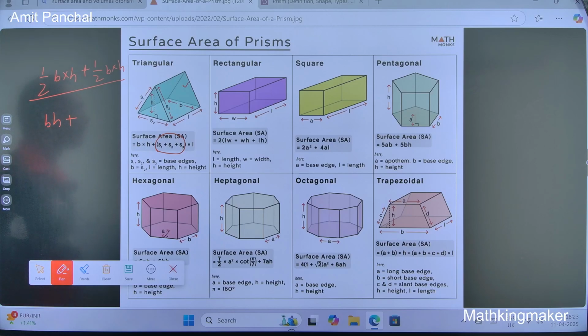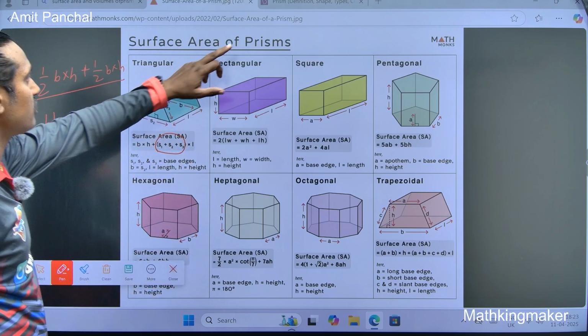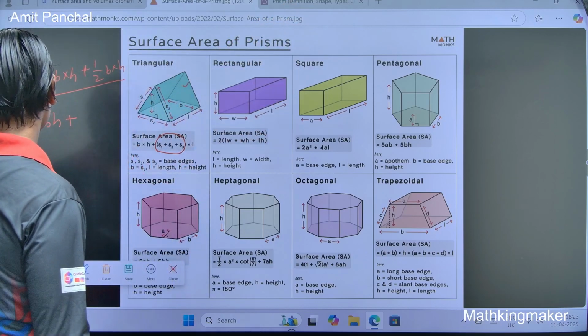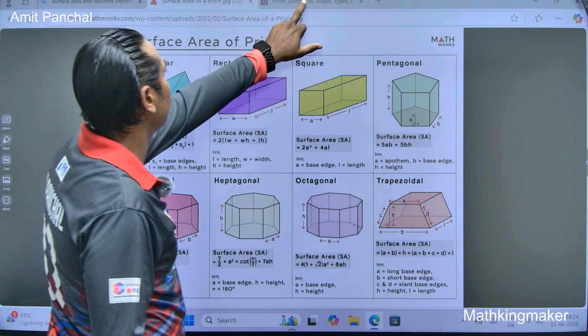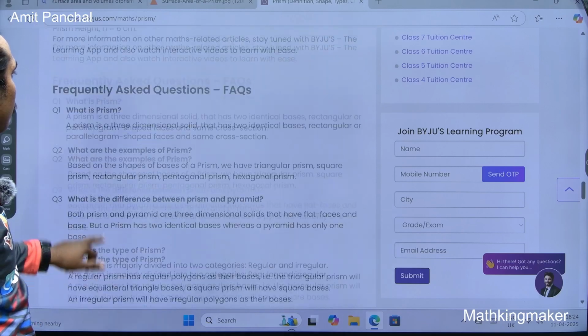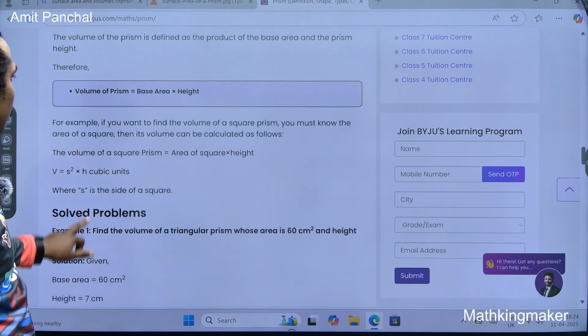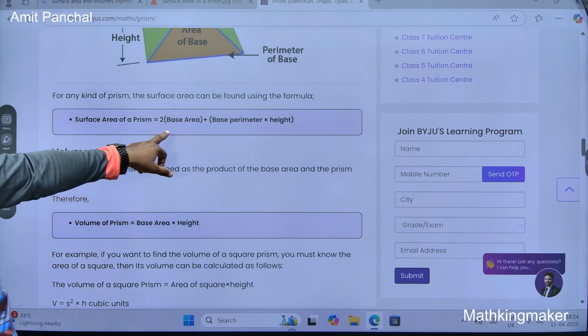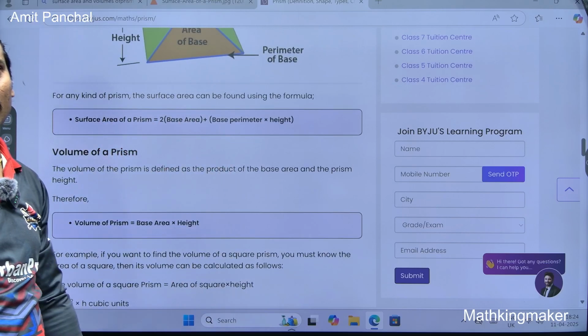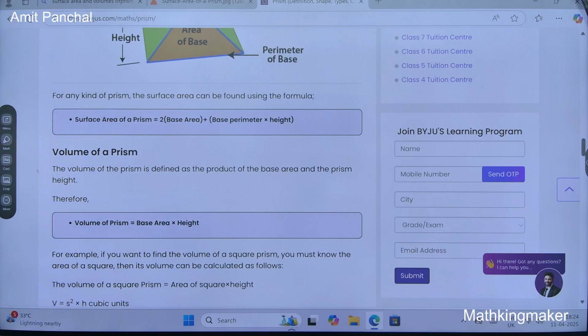Sir, like you find the area and then just multiply it by 2, right? Yes, because you have seen the formula. In the formula it is written that the base area is multiplied by 2. Surface area of prism is 2 into base area, because both the bases are the same. So to find the area you need to multiply it by 2, isn't it? Yes, sir.